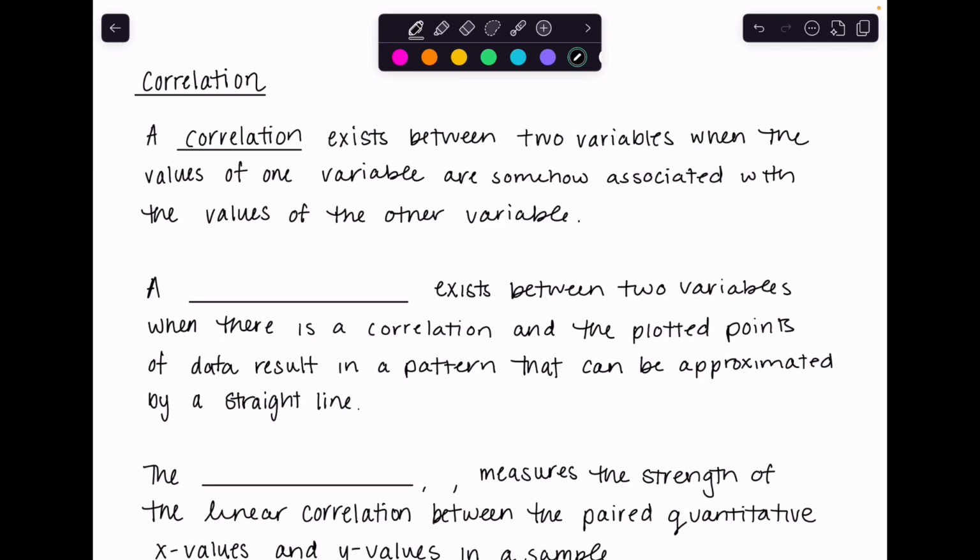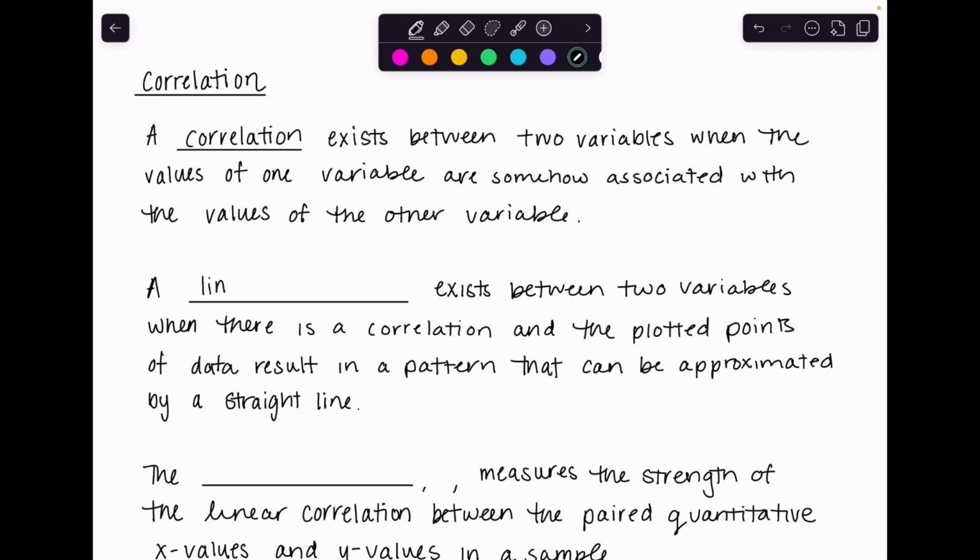between two variables when the values of one variable are somehow associated with the values of another. So there's some kind of connection between the two. It doesn't mean that one causes the other. Correlation and causation are very different, but however, there is a connection between the two. Specifically, what we're going to be focusing on in this class is linear correlation.